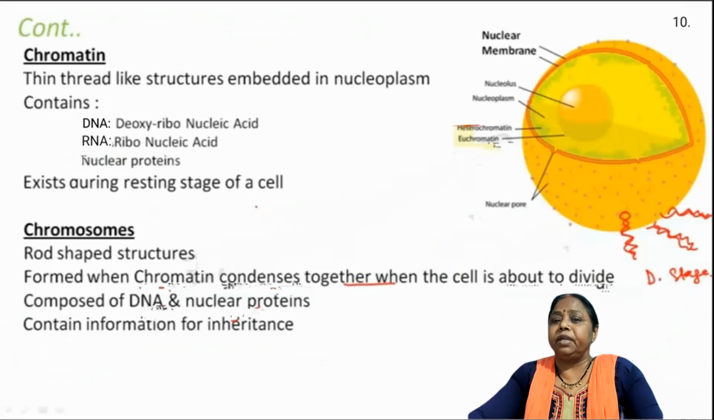Chromatin और chromosome क्या है, कब हम इसको chromatin कहते हैं, कब chromosome कहते हैं. The thin thread-like structures embedded in nucleoplasm, it is called chromatin. और ये chromatin कहलाता है जब सेल resting stage में होता है. When it is not ready to divide, it is in resting stage. It contains DNA, deoxyribonucleic acid. It contains RNA, ribonucleic acid, and it contains nuclear protein.